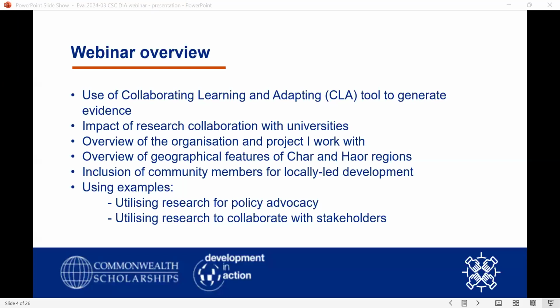Then I will discuss the impact of research collaboration with universities. I will give an overview of the organization and project I work with as a context or background. Then I will give an overview of the geographical location where I actually work. And then I will discuss how we have included the community members of Char and Haur. And then I will use two examples: the ways how I have utilized research for policy advocacy, and how we have utilized research to collaborate with stakeholders.